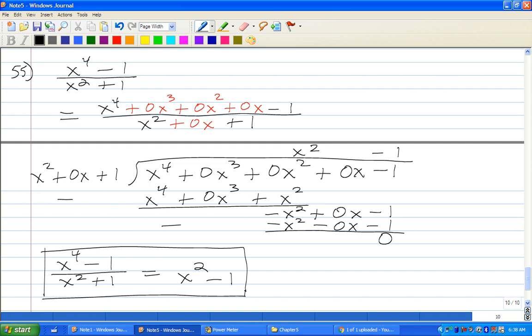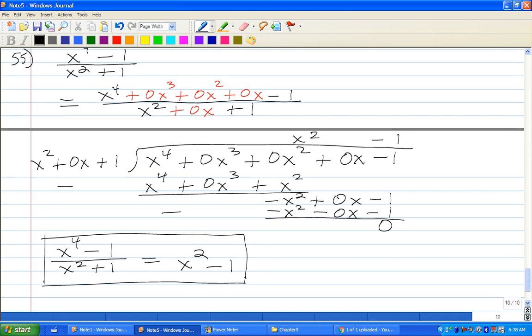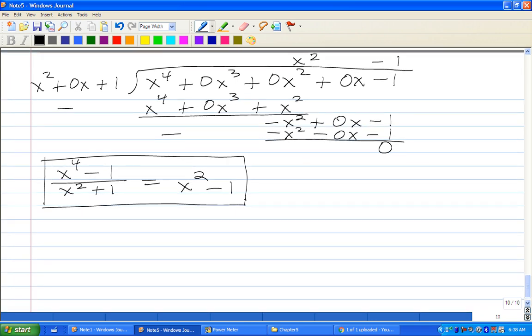It's kind of confusing for students to do long division because they have problems with the sign and there's a lot of writing to do. So let me introduce something that's called synthetic division.